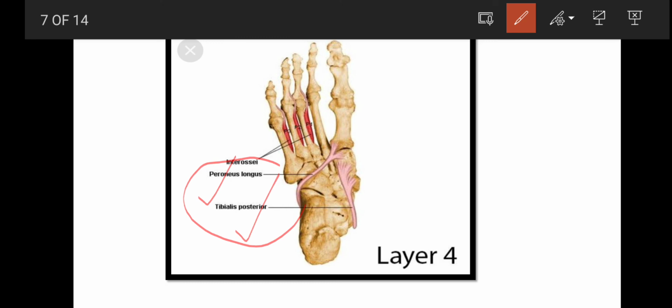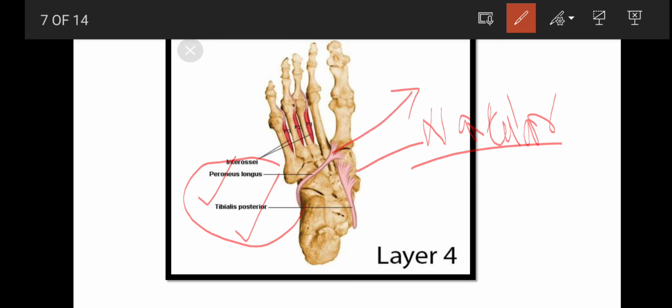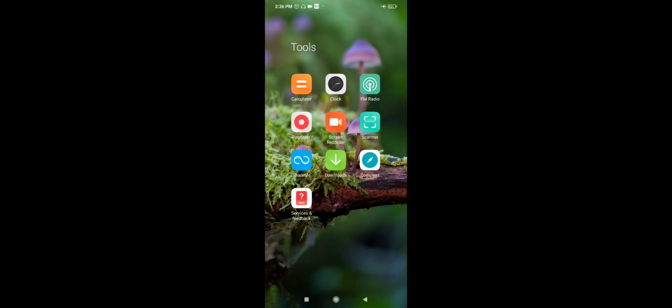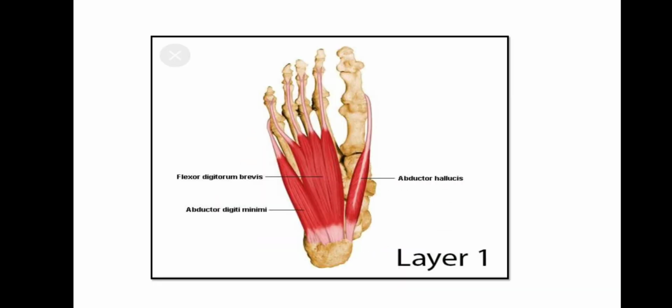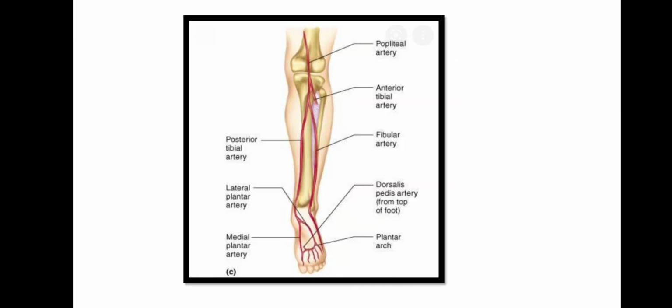Tibialis posterior inserts towards the navicular bone, which is a tarsal bone, and peroneus longus, as we have all learned, inserts towards the base of the first metatarsal bone. Those are the two muscles in the fourth layer. The two muscles are basically the muscles from the back side of the leg which insert there.